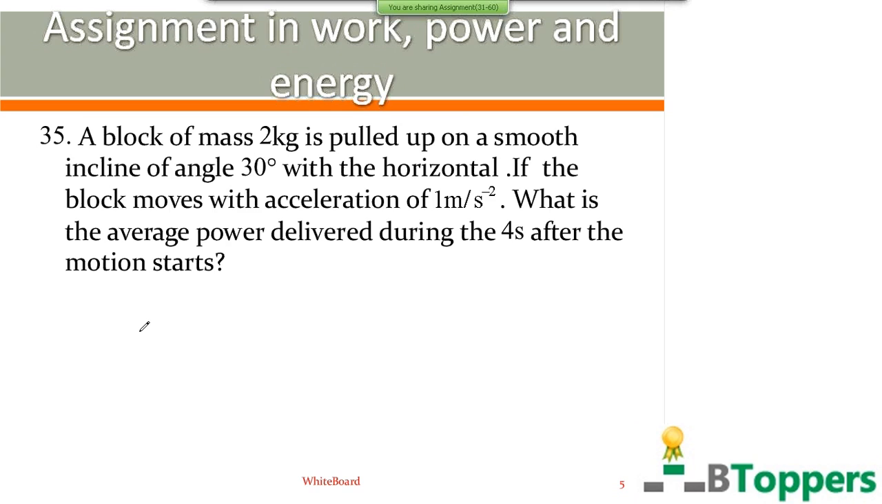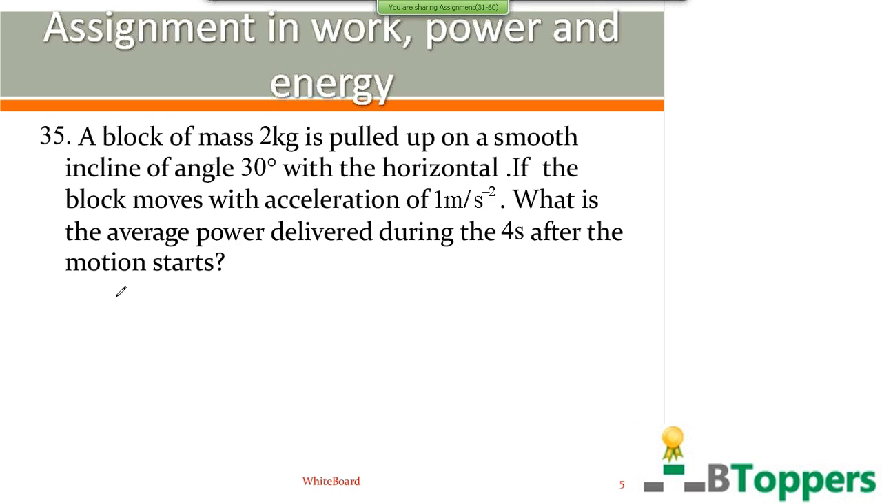Next, you see question number 35. A block of mass 2 kg is pulled up a smooth incline of angle 30 degrees with the horizontal. The block moves with an acceleration of 1 meter per second square. What is the average power delivered during the 4 seconds after the motion starts?